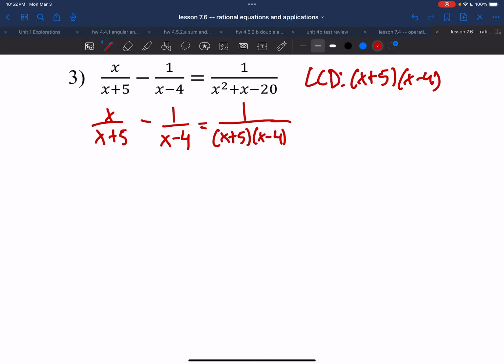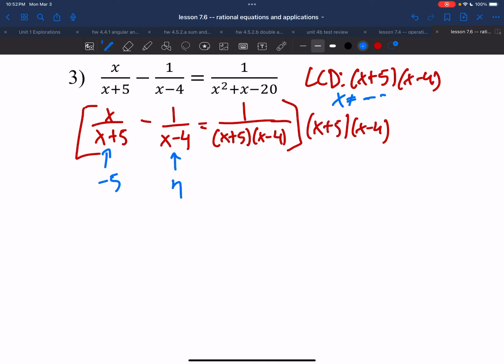So I'm going to multiply this whole thing by x plus 5 and x minus 4. Oh, and before proceeding, what can't x be? It can't be negative 5, and it can't be positive 4. So I don't want negative 5. I don't want positive 4.